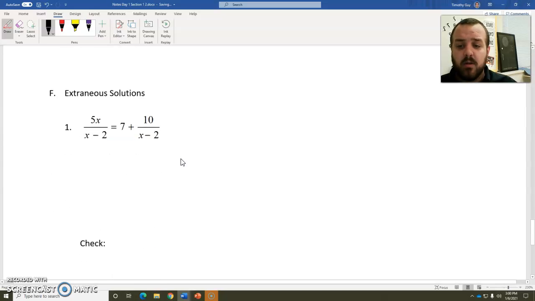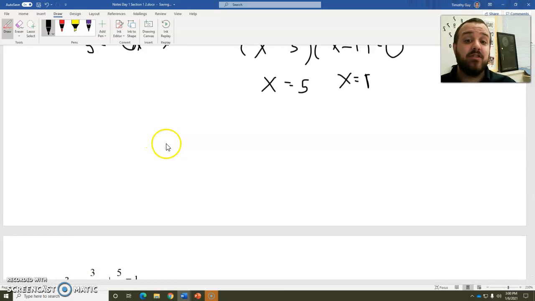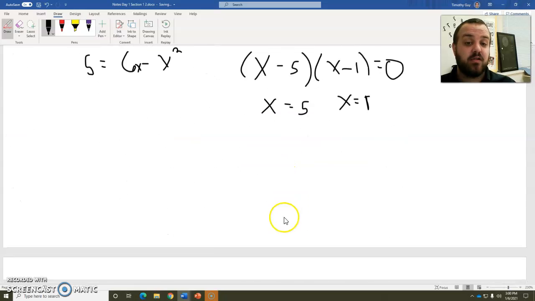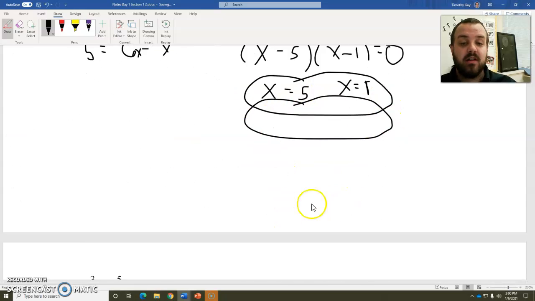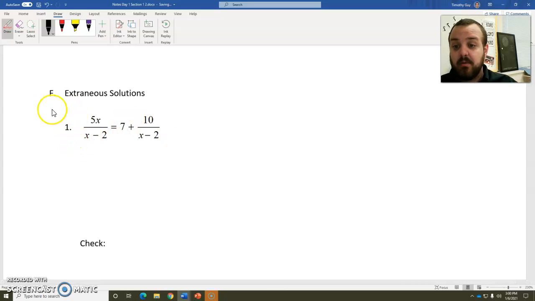Where this is going to get a little bit different is when we have one extra thing we have to do when we solve these, and that is we have to check for what's called extraneous solutions. I did not do that for these, but if this was on a test or quiz, you would have to do that. But we're going to see in this one why we want to make sure we do that. So, Mr. Guy, what do you mean by extraneous solutions? Well, first of all, you're still going to go ahead and solve this by finding that common denominator. So in this case, I'm going to multiply everything by x minus 2.